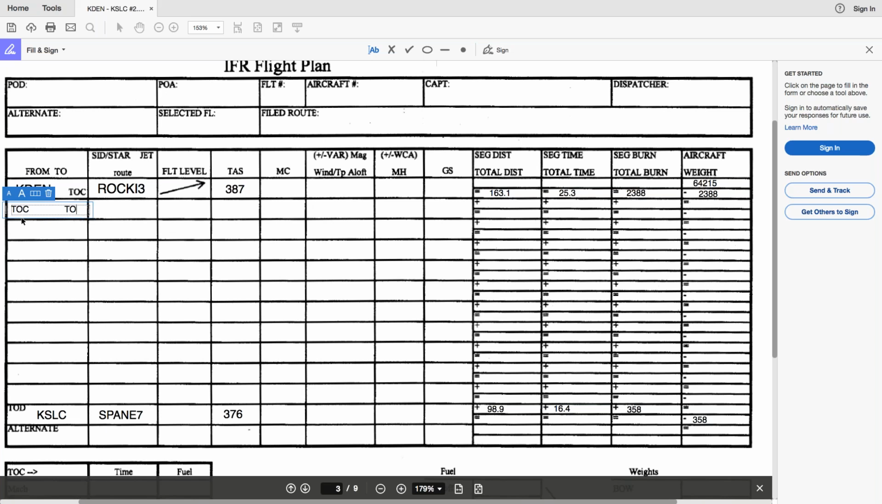Is it a big difference if I put 386 for my true airspeed? Or is it just whatever? No, whatever. 386, 387, tomato, tomahto. So, yeah.